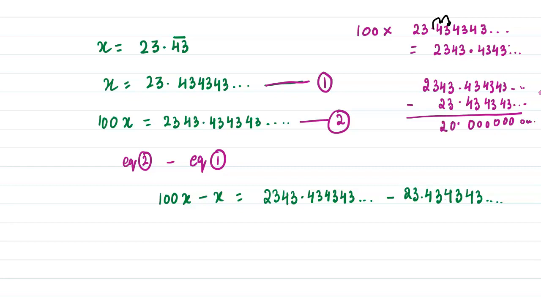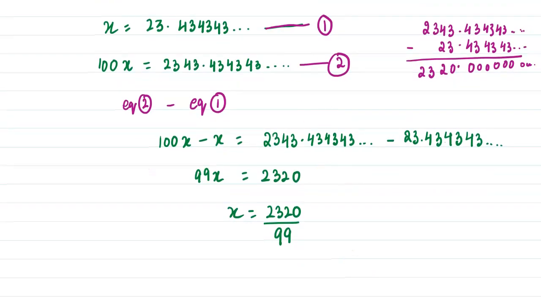Now 0, 2. So we get 2320. So 99x will be equal to 2320. So x will be equal to 2320 divided by 99. So this is the p by q form of 23.43 bar. So I hope it is clear.